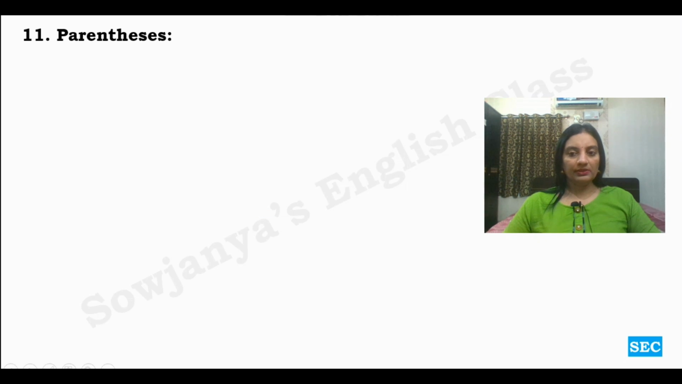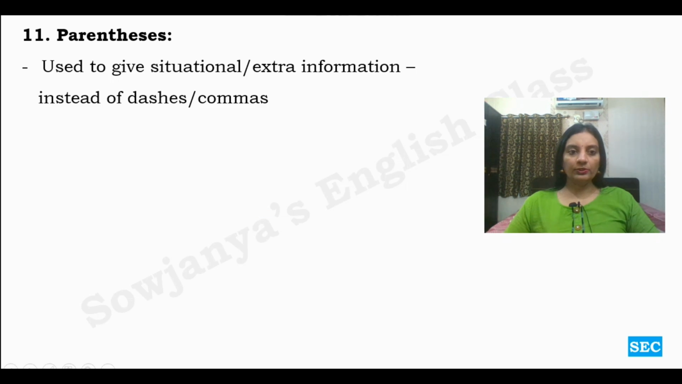The 11th one is parenthesis. Parenthesis is used to give situational or extra information instead of dashes or commas. So what do we mean to say? We can use dashes or commas in place of parenthesis. What are these parentheses? Simple brackets, okay? We are given a huge hike (20% hike, really huge), okay? So we can remove this parenthesis and add either a dash or a comma. Both will serve the same purpose.